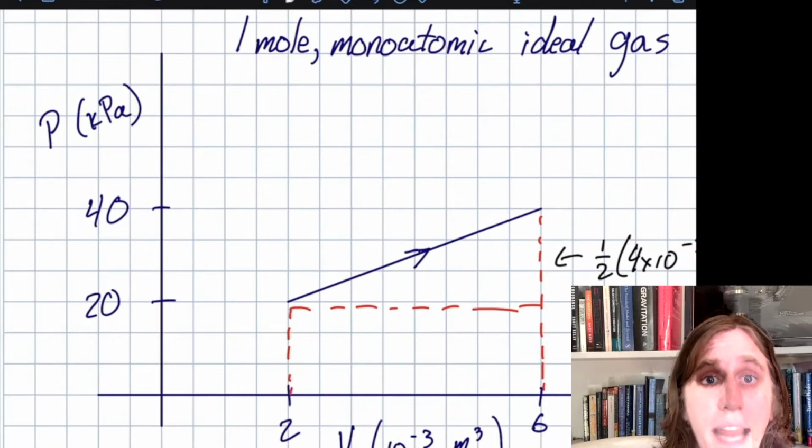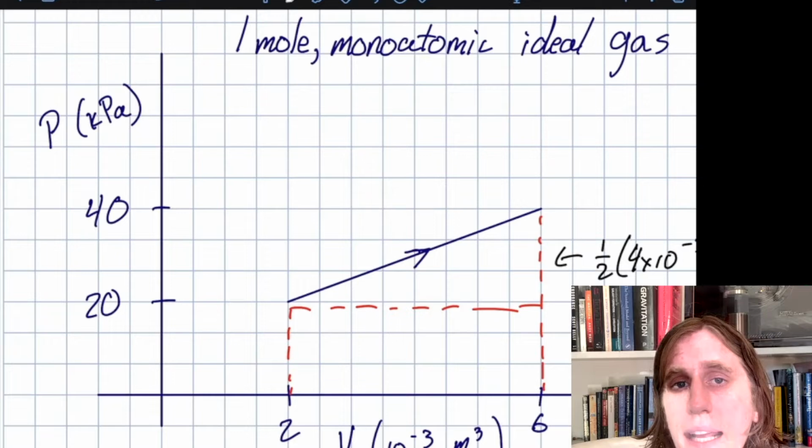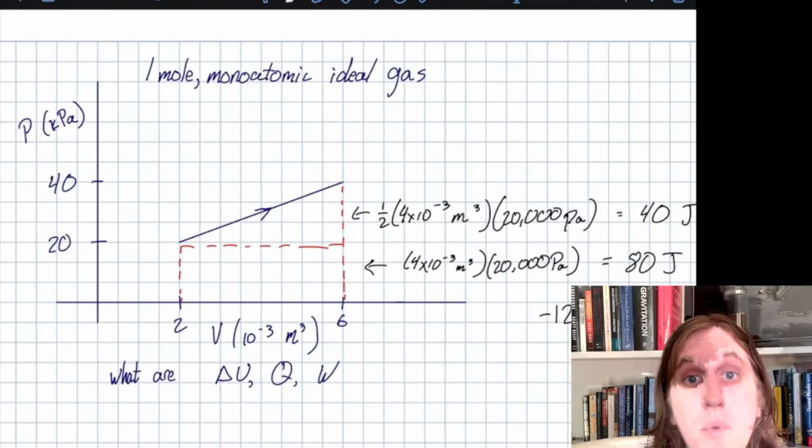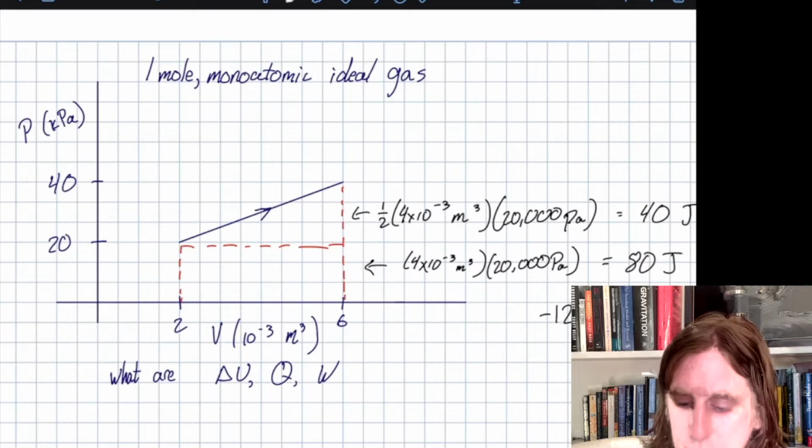If the volume of a gas is increasing, the work done by it is always negative. It will be up to you to remember which is which, but again, it's really simple. If volume is increasing, work is negative. If volume is decreasing, work is positive.